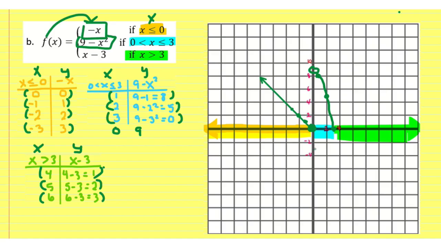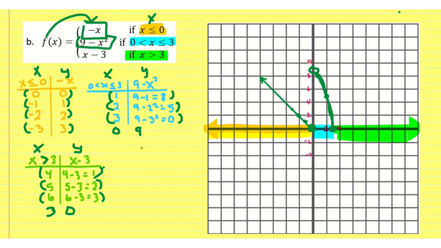So let's plot those. 4, 1. And it says x is going to be greater than 3, so I should go ahead and plot the 3. It's going to be 3 minus 3, which is 0, so 3, 0. But it's greater than, so that's going to be an open circle, which is already part of this curved line that's sloping down right here. So that one is the one that has a closed circle.